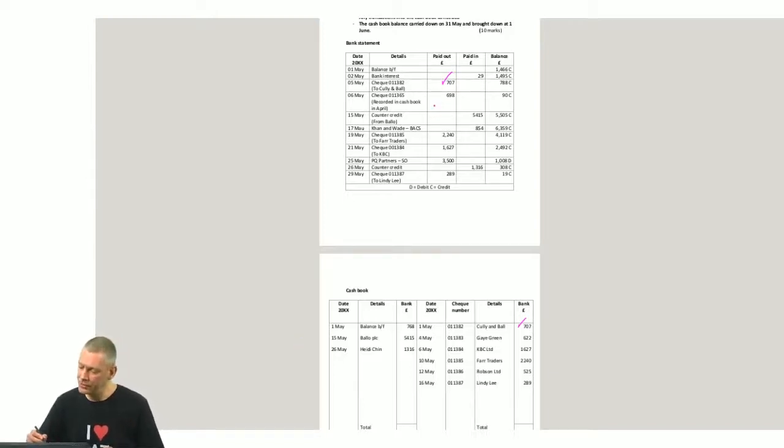And then cheque recorded in the cash book in April. I'll talk about that a bit more. Counter credit from Ballo, so that should have come in. Yep, that has been recorded, so we tick that in both. Bank's receipt, we look for 854 of receipt. Nope, that's not there. Cheque to Far Traders, I think it says 2240. Where is that? Oh, yep, that is there. 2240. Tick from one to the other.